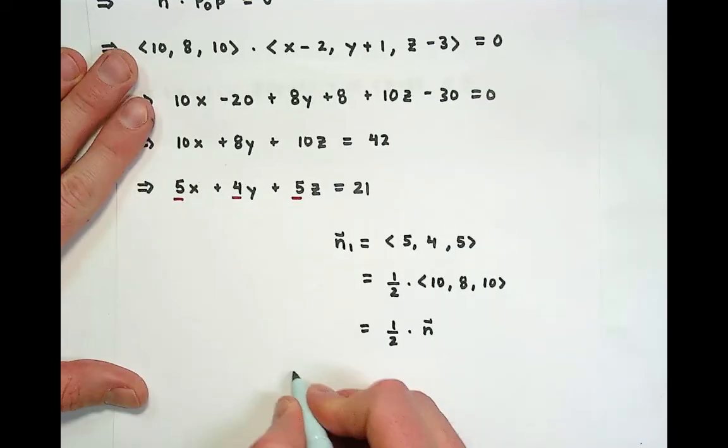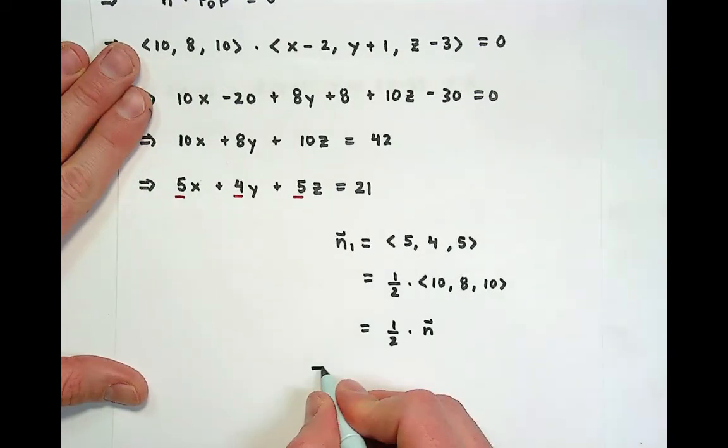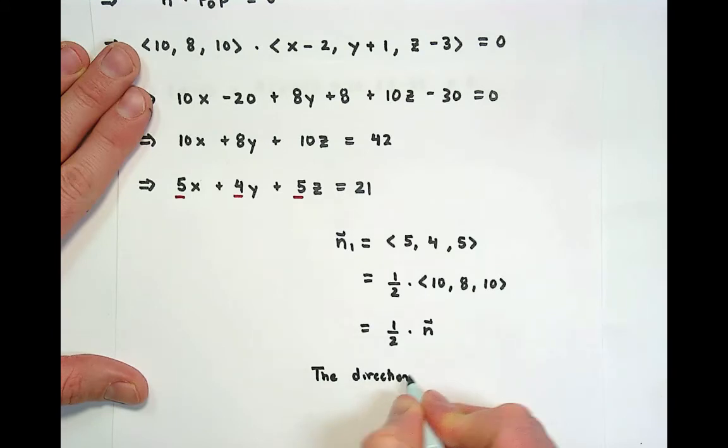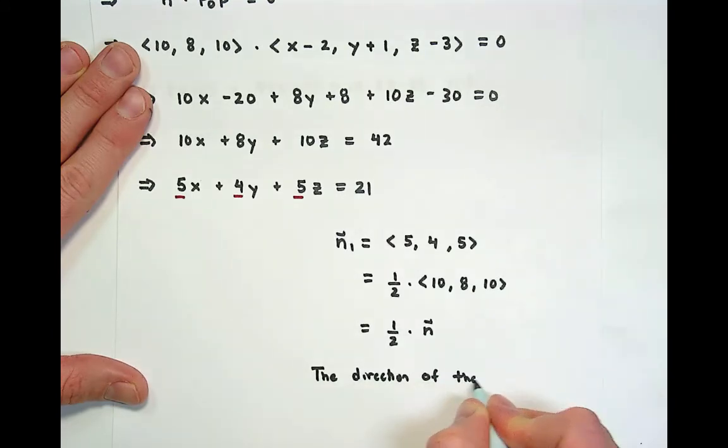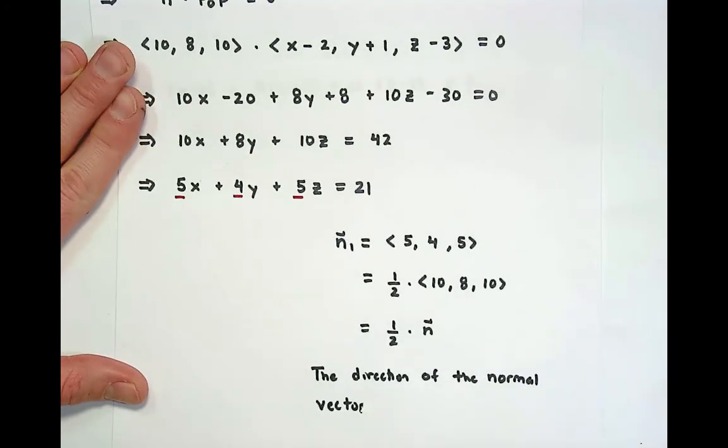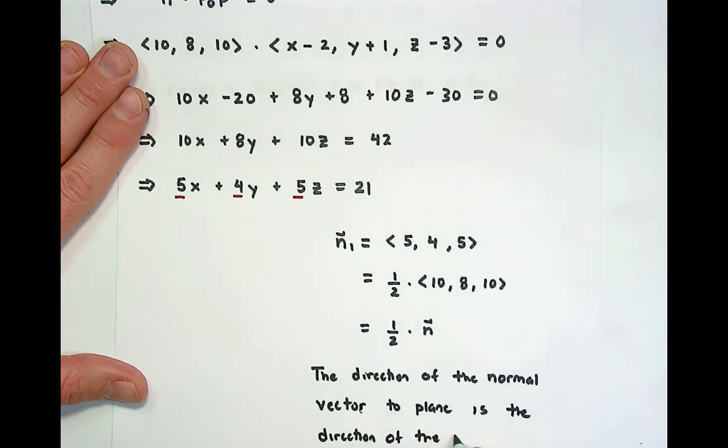And this goes to the whole idea that what matters is the direction of the normal vector. That's what defines the plane. So we call the direction of the normal vector to the plane the direction of the plane.